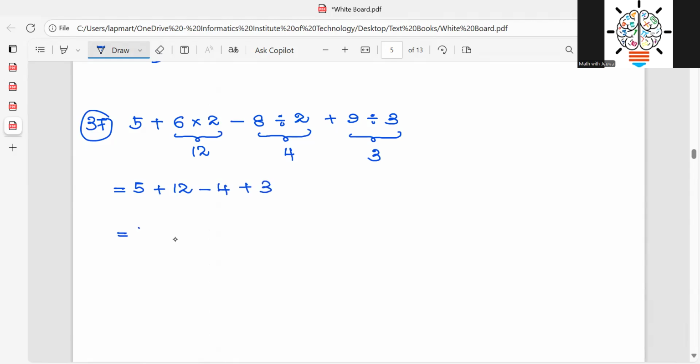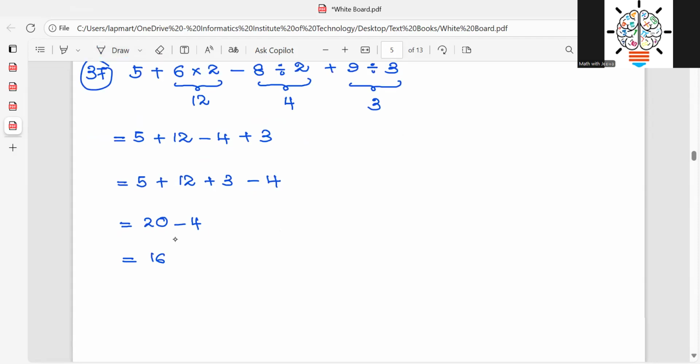So as a practice, first I write the positive numbers together, right? So I do it as a practice. 5 plus 12, 17. 17 plus 3, 20. 20 minus 4, the answer is 16. So then I want to double check whether I have done it correctly. 6 times 2, 12. Right? So then we have 8 divided by 2. So then the answer is 16, correct.